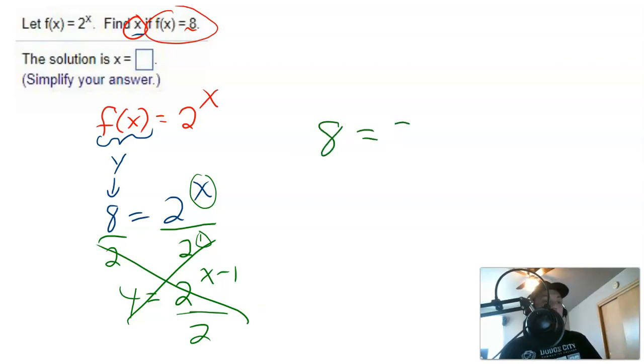So what is effective, starting over again, is what we did on the previous few examples: rewrite both sides as exponents with the same base. I'm going to rewrite the 8 as 2 to the third power.